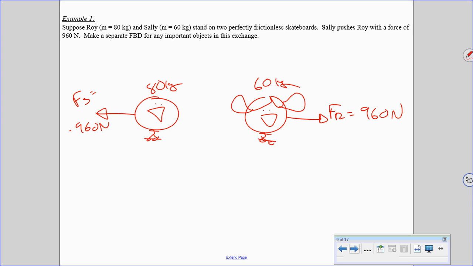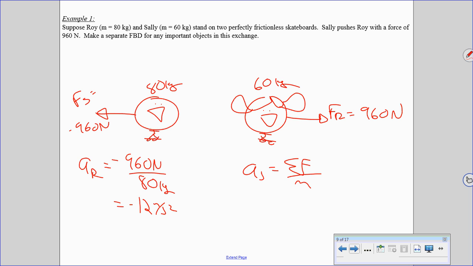Obviously, there's gravity and normal force that I'm skipping here just in the interest of time. All right, so if we find their accelerations, the acceleration of Roy would be his net force, negative 960, divided by his mass, 80 kilograms. And so you get negative 12 meters a second squared, I think. Is that right? Yes. If you find the acceleration of Sally, it's net force over mass. So 960 newtons divided by 60 kilograms gives you 16 meters a second squared. So they both move, right? You guys have seen demos that kind of show them, right?